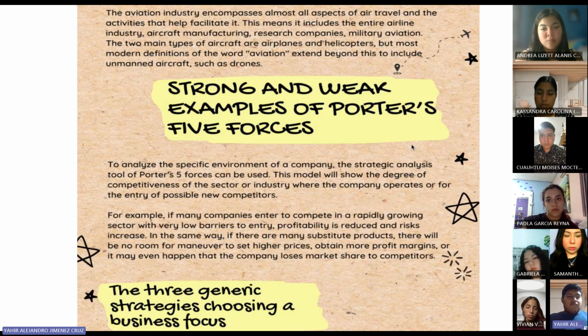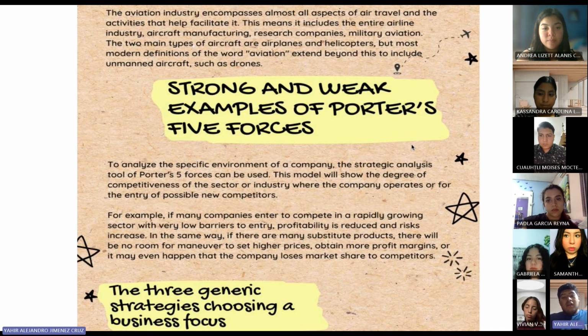For Porter's five forces, the essential criteria must be taken into account to evaluate the company's competitiveness. Depending on the result of the analysis of the level of the competitive rivals, the company's viability may be affected.